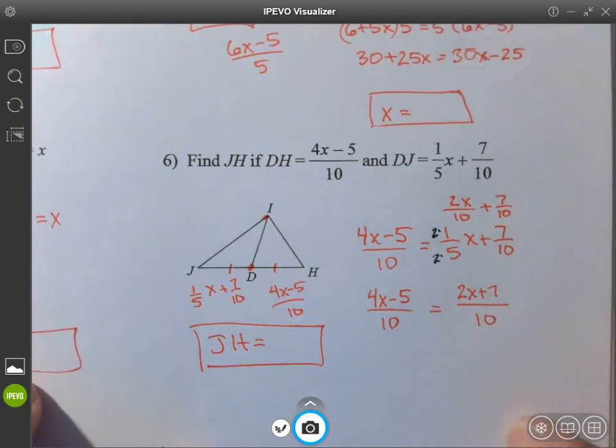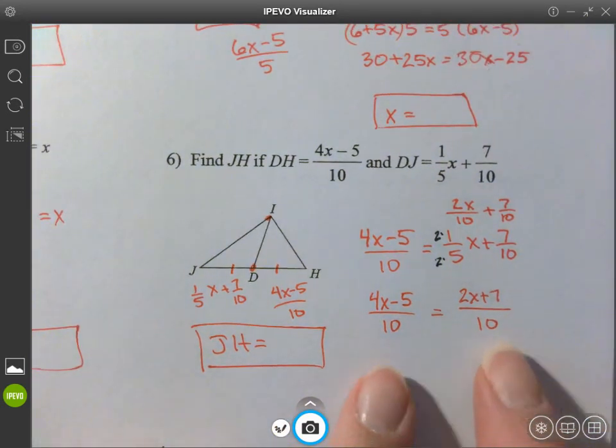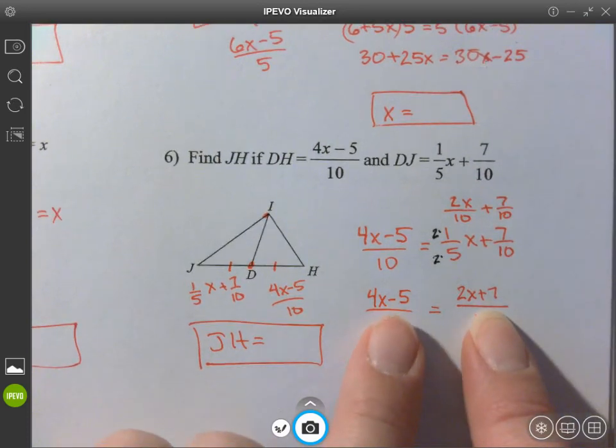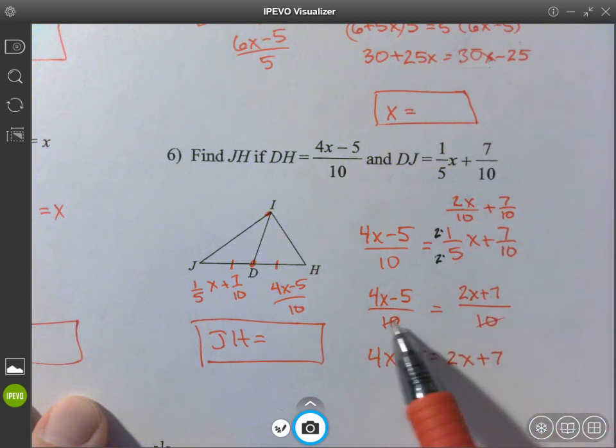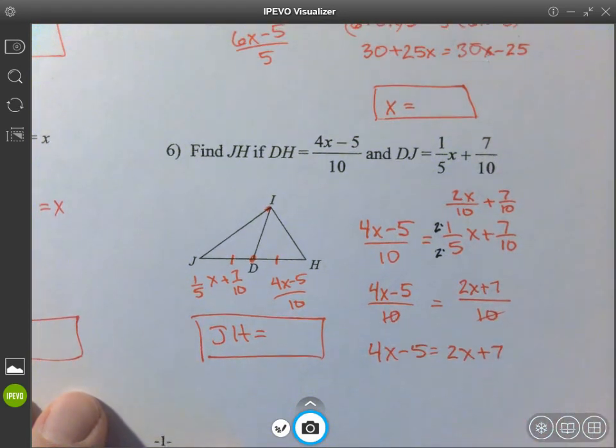So guys, I'm going to go ahead and use that idea. If my denominators are the same, then my numerators are the same. That's only if I have an equal sign. So these 10s would cancel out. So we're really just going to work with 4x minus 5 equals 2x. If you don't like that, you can distribute the 10 to both sides, but it would divide out.